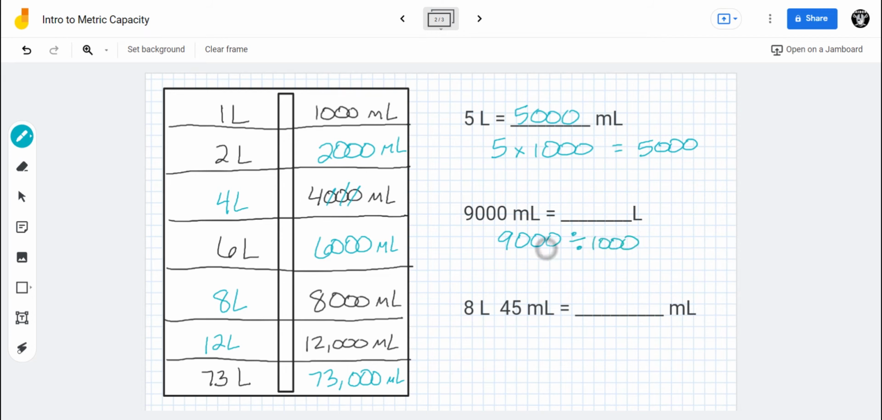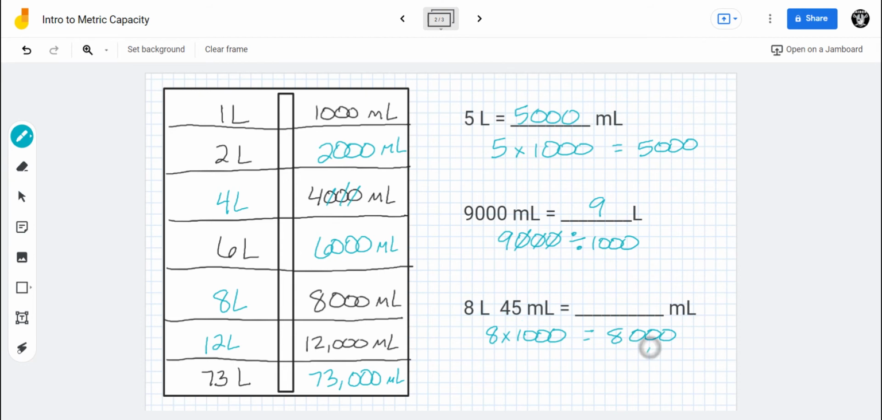And whenever you divide by 1,000, you take away 3 zeros, because 1,000 has 3 zeros, and you get 9 liters. Last but not least, sometimes you might get a mixed unit that includes both liters and milliliters. Okay, so let's convert those liters into milliliters because that's what it's asking you for, and we'll add the milliliters back. So 8 times 1,000 will give you 8,000 milliliters. So 8 liters equals 8,000 milliliters.